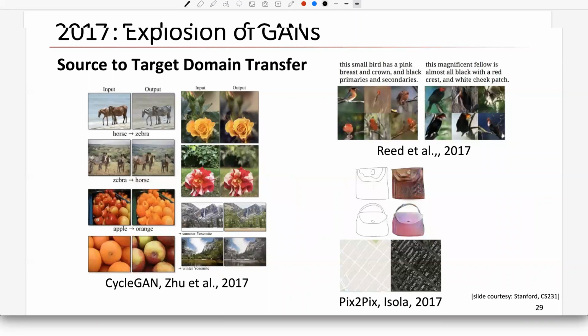Another very interesting application is source to target transfer. In this case, the source image means the horse and the target image means the zebra. Then by using the GAN paper, we can generate a new sample that follows the content of this image but the style of the zebra class, or apple to orange, or summer to winter, like this one.